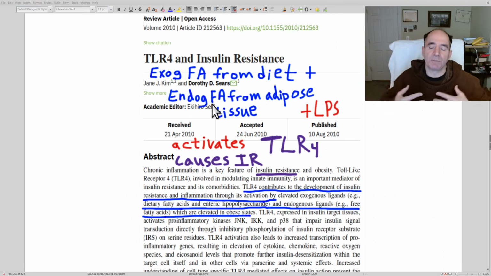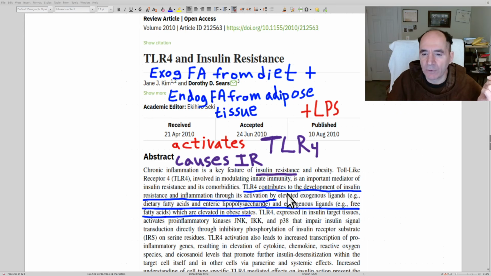Endogenous fatty acid means from your body, from your own adipose tissue, with sort of fat spillover, if you will, releasing fatty acids into the blood. These also contribute to increased insulin resistance and potentially to increased tendency to clot.